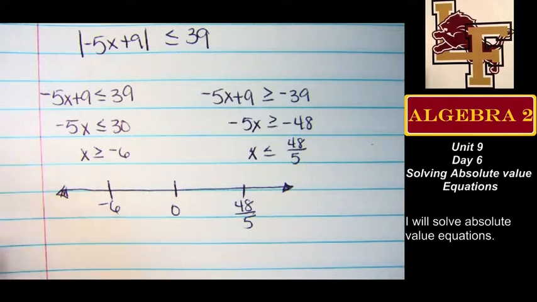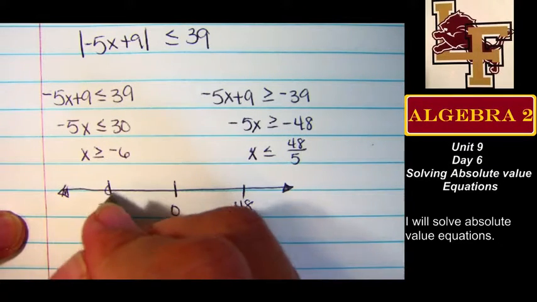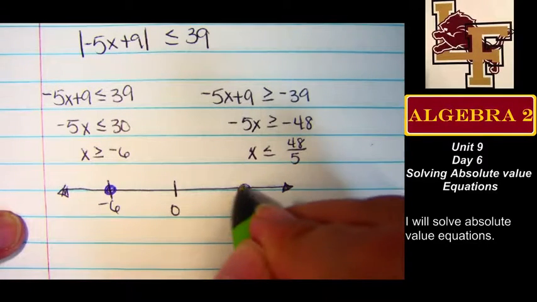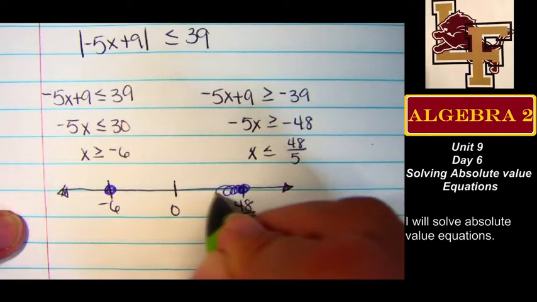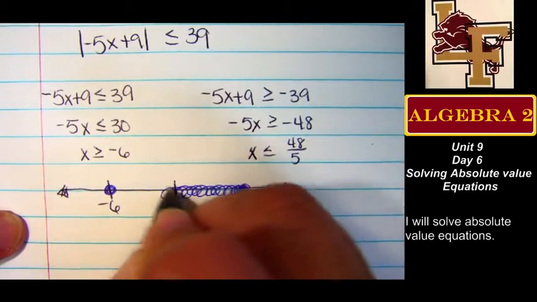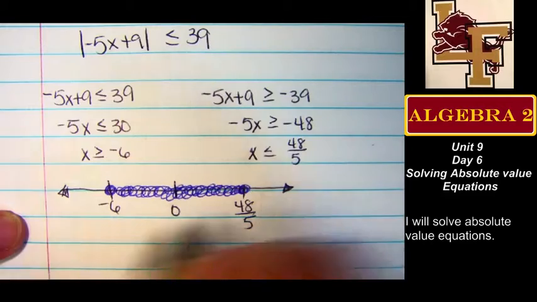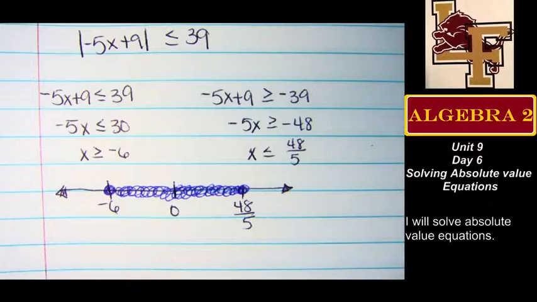All right, am I including negative 6? Yes, because I have the little 6 underneath. Am I including 48 over 5? Yes, because I have the or equal to bar underneath, and then I'm going to color in between. Because from the negative 6, I'm going to color to the right, and from the 48 over 5, I'm coloring to the left. Done.